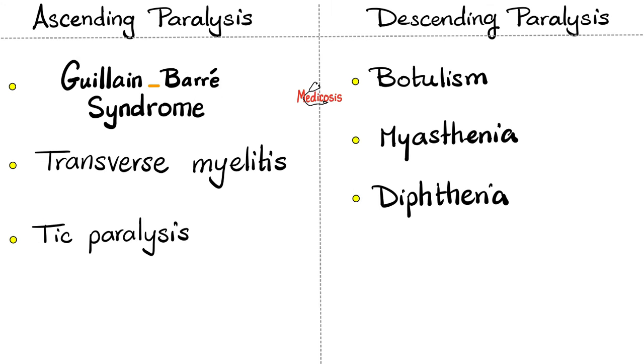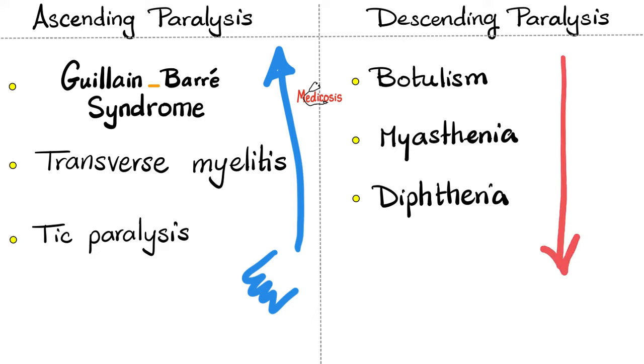Ascending paralysis starts downstairs and goes up. For example, it started in my feet, and before you know it, it's in my diaphragm. This is called ascending. Other types of paralysis start upstairs and descend like this, so they are descending paralysis. Ascending paralysis examples include Guillain-Barré syndrome, transverse myelitis, which is inflammation of the spinal cord, and tick paralysis. Descending paralysis includes botulism, caused by the nasty toxin of the nasty bacteria known as Clostridium botulinum, myasthenia gravis, and diphtheria, caused by the nasty bacteria Corynebacterium diphtheriae.